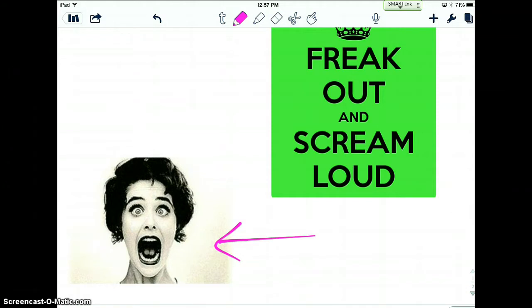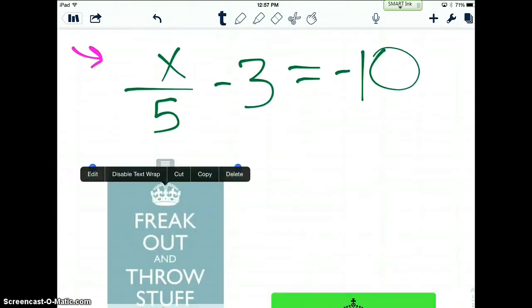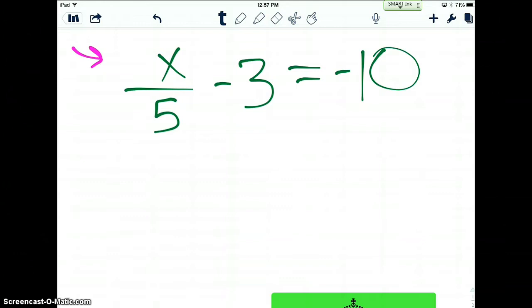So let's start in and take a look at the problem we have. So freak out and throw stuff, let's not. We'll be okay. We're together. Okay? So let's draw a picture.